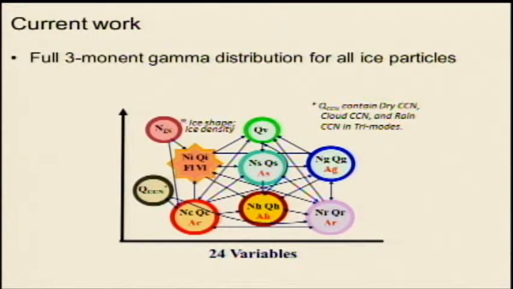So these are our efforts in the modification of the cloud microphysics. And the latest version by Dr. Chen also included the hail part. So now our scheme is very complete, and the total number of variables tracked is 24.